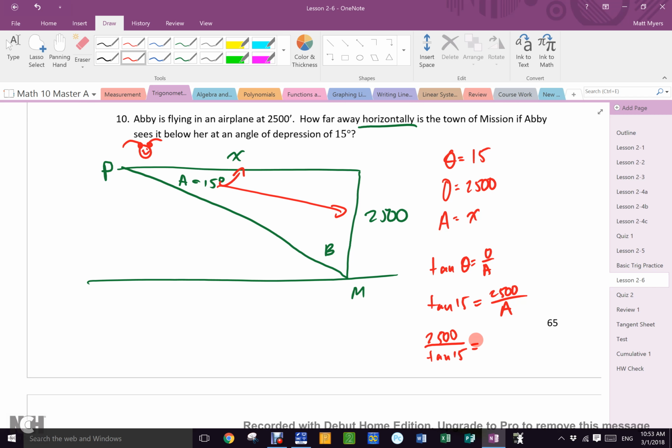What is it? Should be like 9,000 and something. 9,330. Terrific. Gouda?